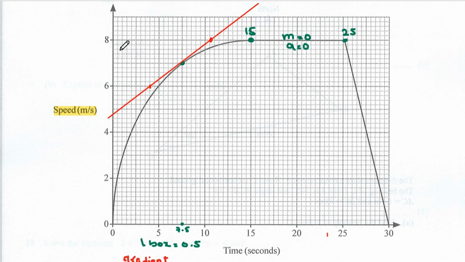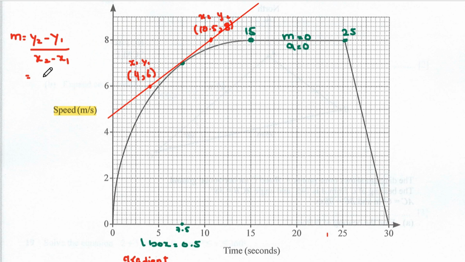Now you will write the coordinates of these 2 points that you have marked. For example, for this point, the coordinates are 4 and 6. And for the upper point that I have marked, the coordinates are 10.5 and 8. After marking the coordinates, I will name the first one as x1, y1, and I am naming this as x2, y2. Now the formula to calculate the gradient is y2 minus y1 over x2 minus x1.